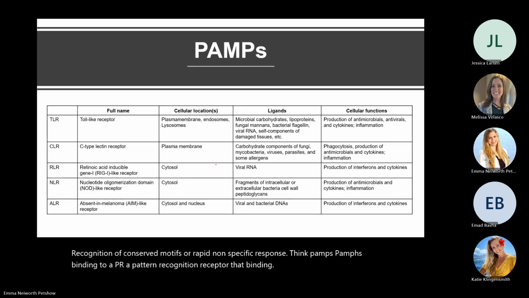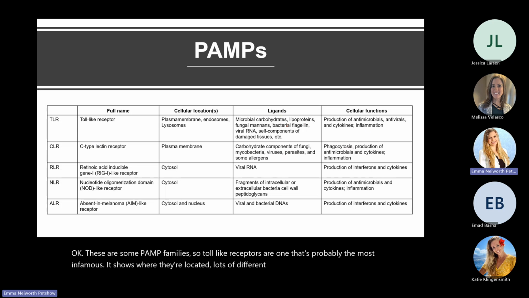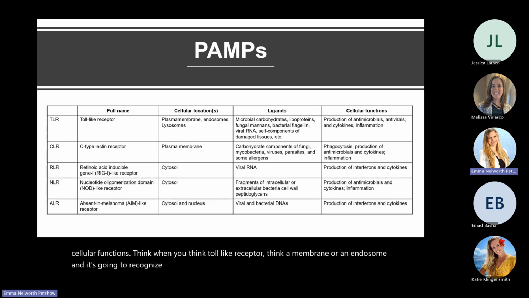Okay. These are some PAMP families. So toll-like receptors are one that's probably the most infamous. It shows where they're located, lots of different information about ligands and cellular functions. When you think toll-like receptor, think a membrane or an endosome, and it's going to recognize broad different microbial features like lipoproteins, nucleic acids, and its main thing is if it recognizes something, it's going to drive cytokine production and inflammation, also sometimes antivirals. CLRs are recognizing carbohydrates.